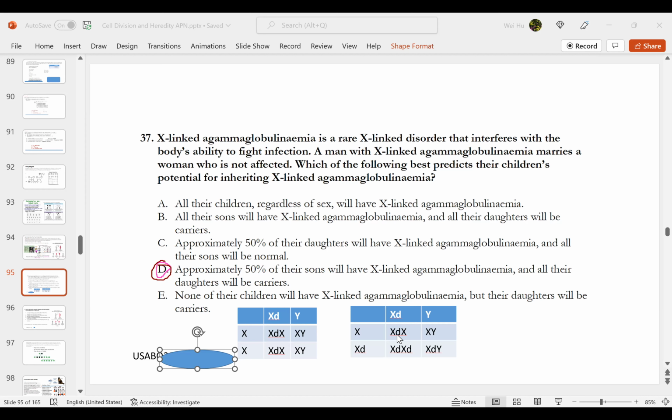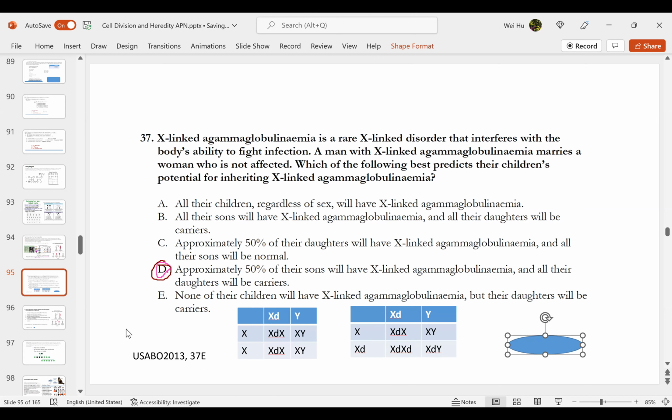So the daughters are carriers. I already gave you a definition. What do you mean by carrier? Carrier means that they carry disease genes, they carry disease alleles, but are not showing symptoms. That's called a carrier. But one daughter is a carrier, and one has the disease. So this one is wrong because not all of the daughters are carriers. Okay, so your answer is E.